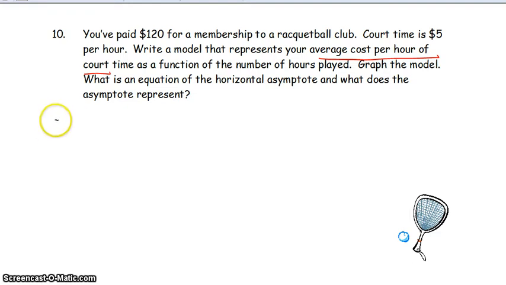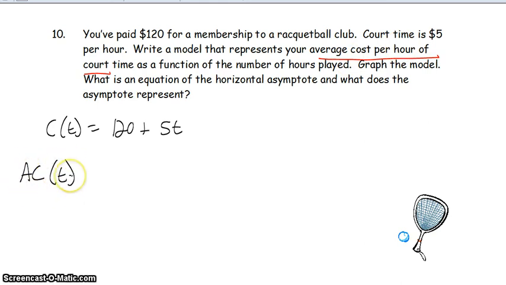So let's write a cost function first. Well, normally the cost would be $120 plus $5 per hour, 5t. But it says write a model that represents the average cost. So the average cost, well, average you divide by the number of units. Here we're doing per hour. So my actual equation becomes 120 over t plus 5. Okay, so now this looks like a problem that we've been seeing before.